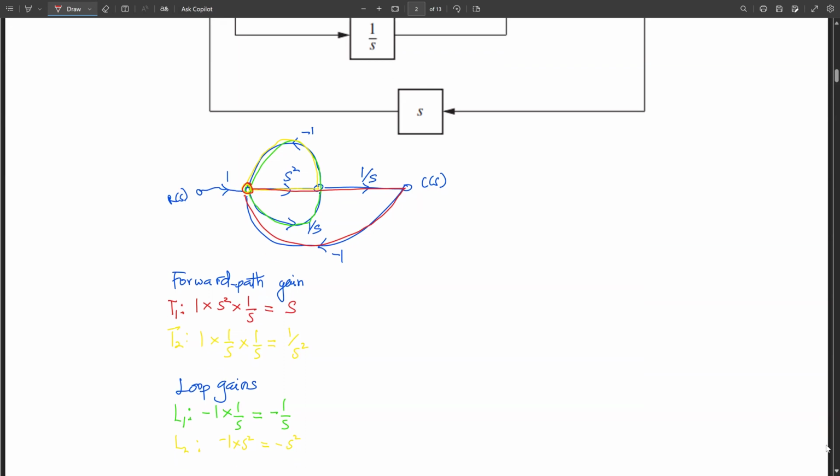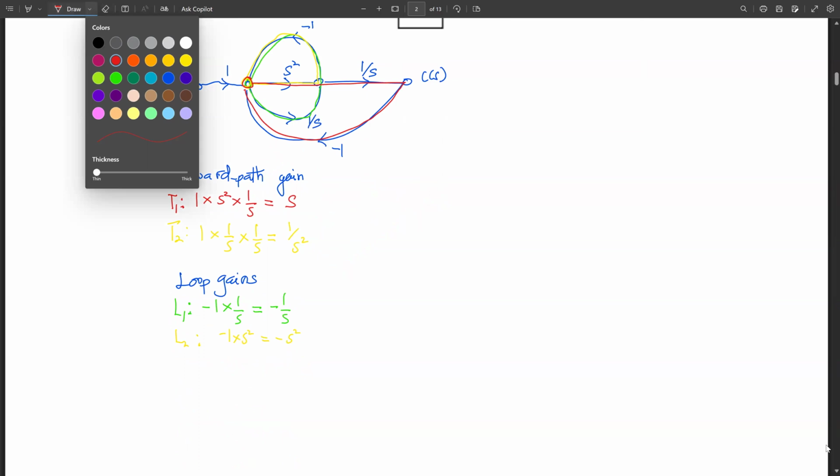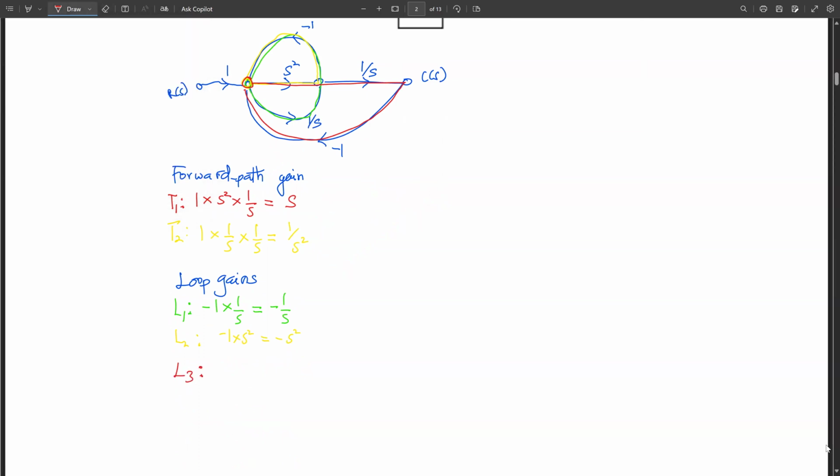So my loop gain L3 is S squared multiplied by 1 over S multiplied by minus 1. So S squared times 1 over S times minus 1. And S cancels 1 over S here. And I get minus S.